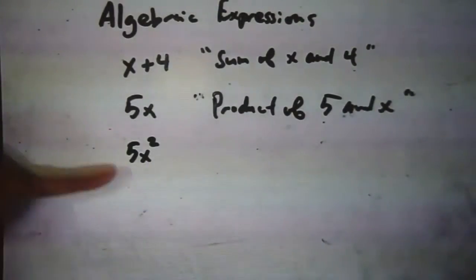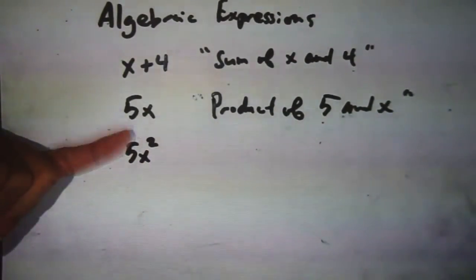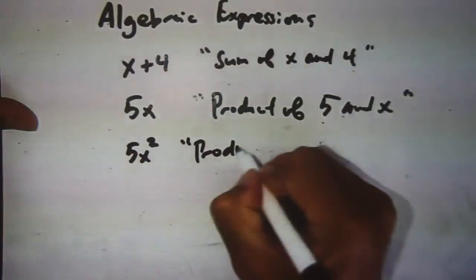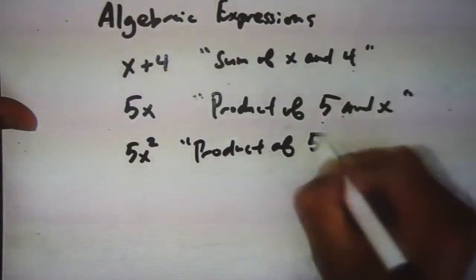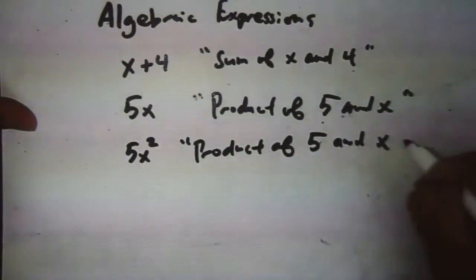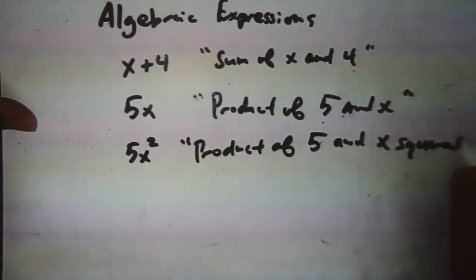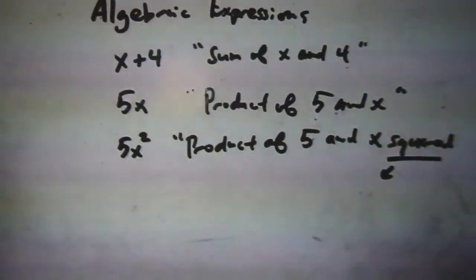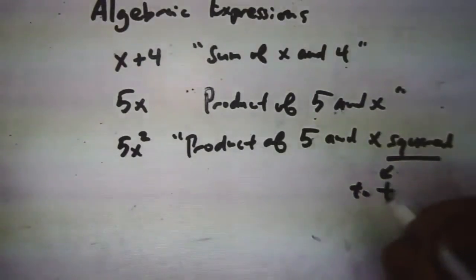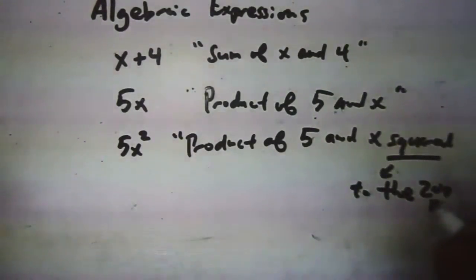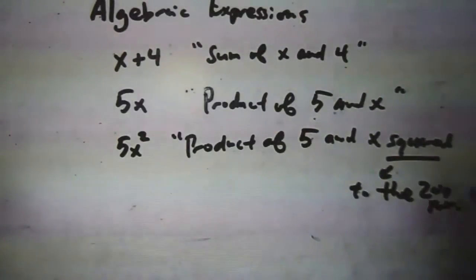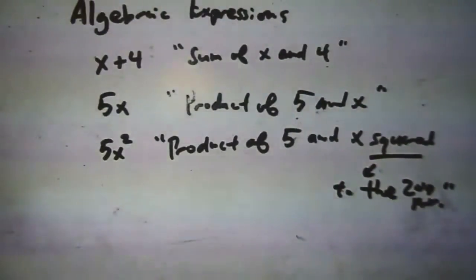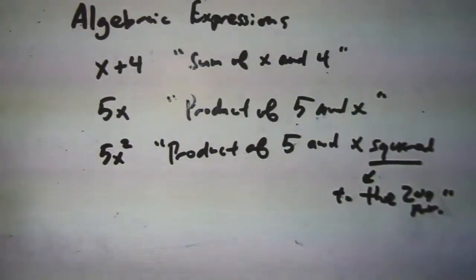Here's another product problem, but also we now have the power of 2, so that's the exponent 2 with the base x. So this is the product of 5 and x squared. This idea of squared, we can also say it's the product of 5 and x to the second power. We use the word squared because that refers to something to the second, but as you get to higher powers, there's no one word that describes it, so we can just describe the power it's raised to.